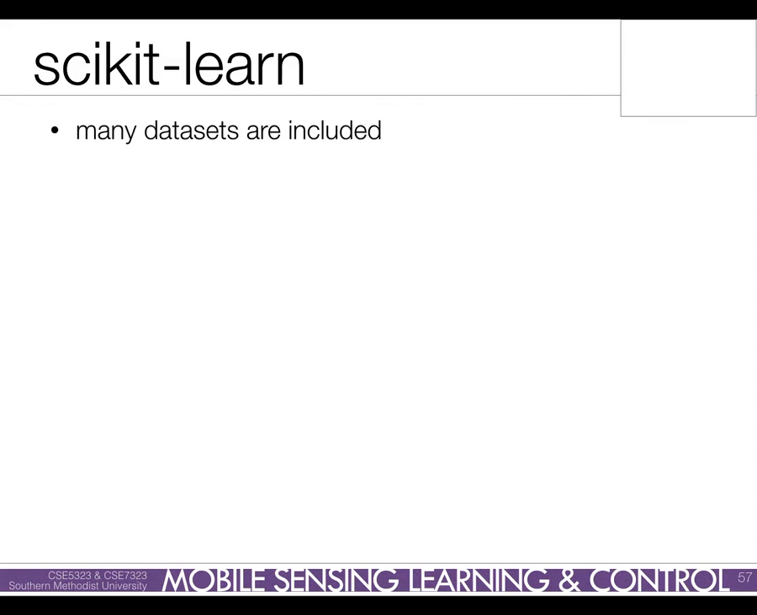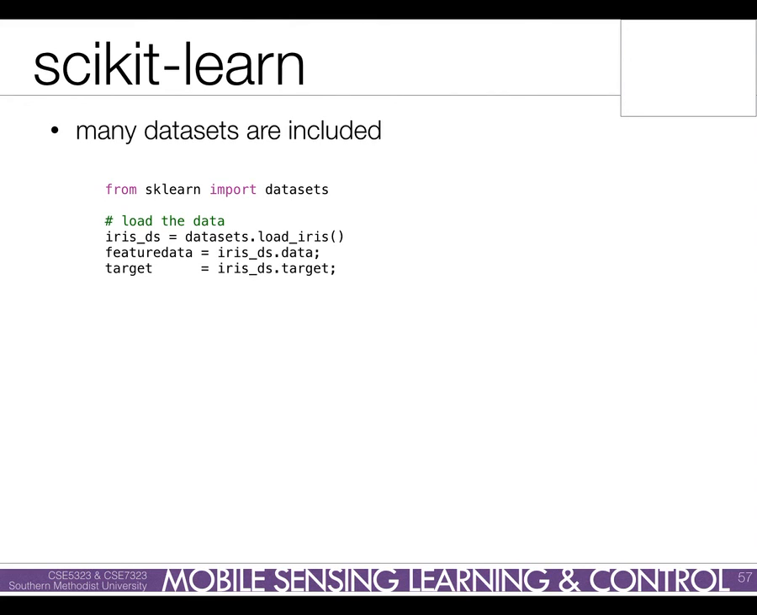Okay, so in Scikit-Learn, there's a lot of data sets that are already included. So how do I install Scikit-Learn? sudo port install scikit-learn. Done. Now when I want to import it, I say from sklearn import datasets. And then I have access to this. I could say datasets.load_iris, and it's going to load up the iris dataset that we talked about before.